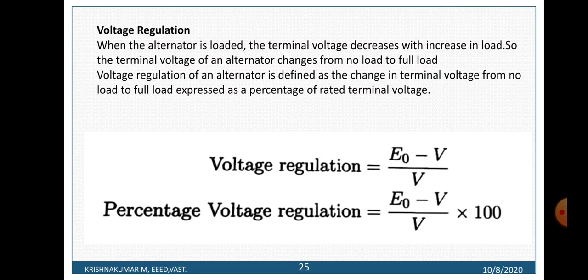Voltage regulation of an alternator is defined as the change in terminal voltage from no load to full load, expressed as a percentage of rated terminal voltage. That is, voltage regulation is equal to E0 minus V by V. Percentage voltage regulation is equal to E0 minus V by V into 100.